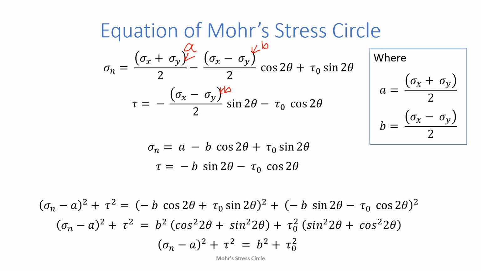Now sin square 2 theta plus cos square 2 theta will be 1 in both places, so the equation will be sigma n minus A whole square plus tau square is equal to B square plus tau naught square. This is an equation of a circle. We will discuss it on the next slide.